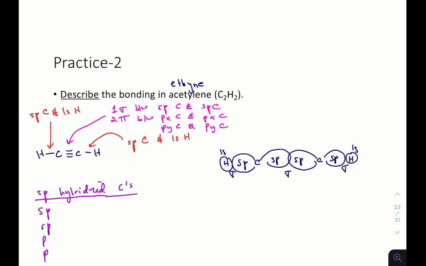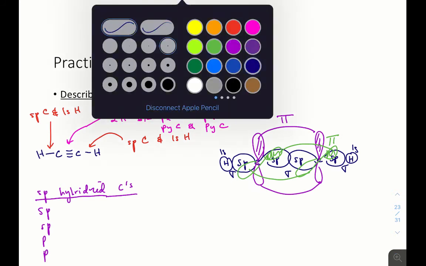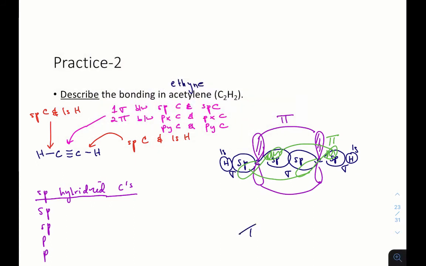Finally, we need those two pi interactions. We'll have one pi bond formed in the plane of the page, where there's overlap above and below the internuclear axis. So that is one single pi interaction. The other pi interaction will happen perpendicular to this one, at a 90-degree angle. There we go. Okay, we've drawn the bonding for acetylene. We can see there are two perpendicular pi bonds.